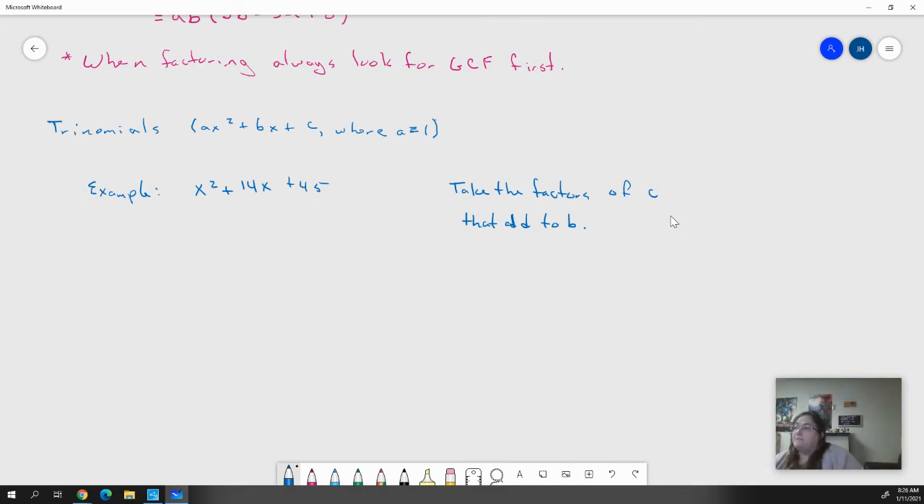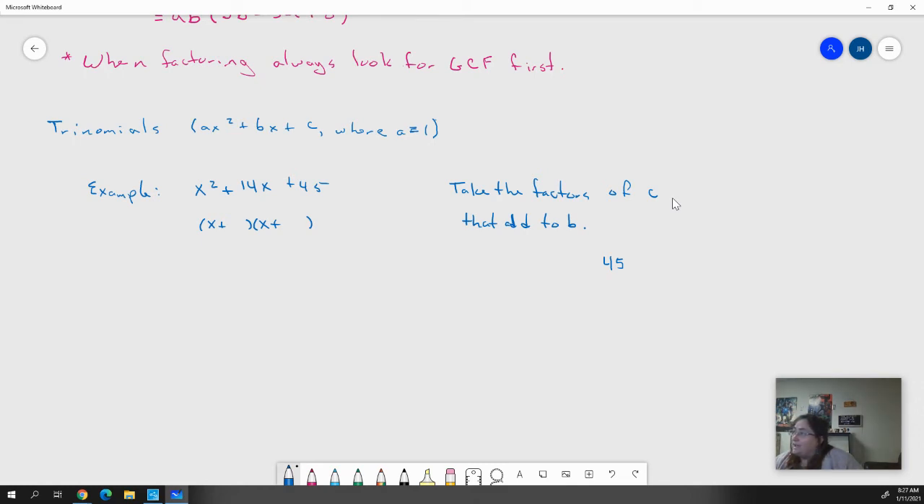What does that mean? Well, it means my c here is 45, right? And my b is 14, right? So I want to find all the factors of 45. Everything here is positive. I have a plus here and a plus here. So what I know that means is that when I go to factor this, I'm going to have x plus something and x plus something else. Because everything here is positive, I'm not going to have any negatives, right?